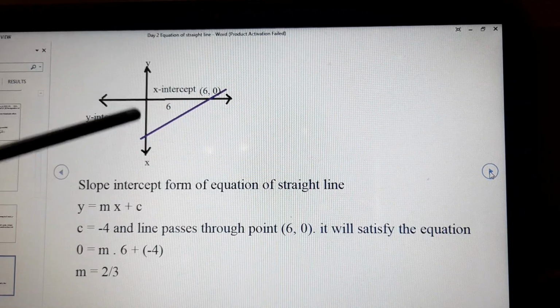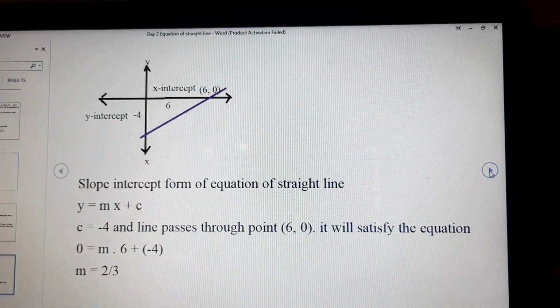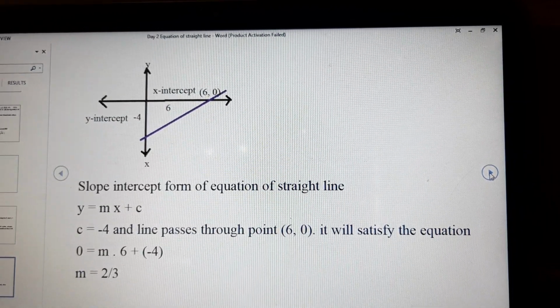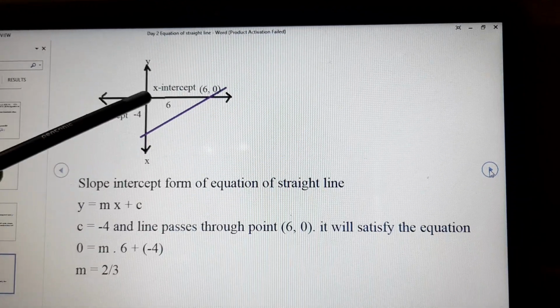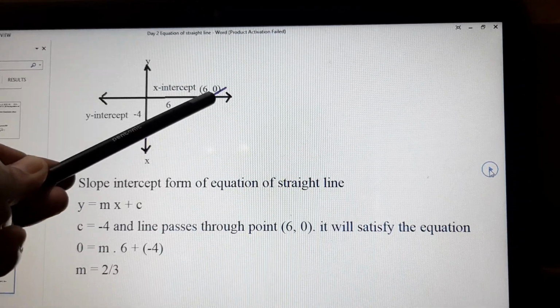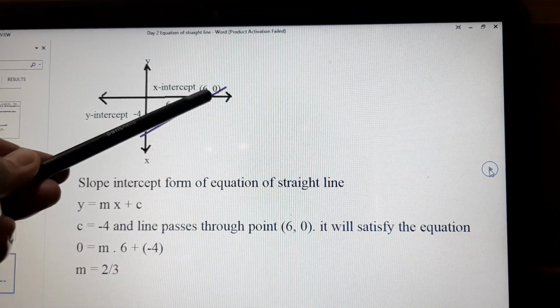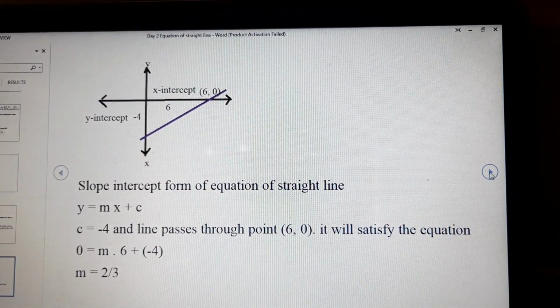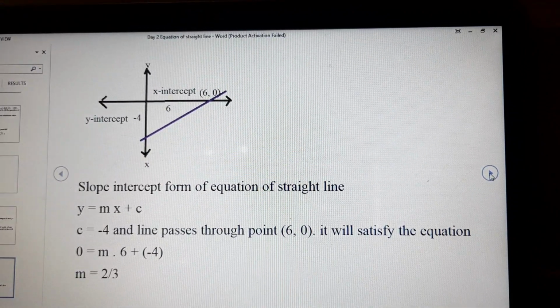See, y-intercept is minus 4 and the position of the line has been shown by this purple line. Clear? X intercept is 6. This point will lie on x axis. So coordinate of this point will be 6 comma 0. As it lies on x axis, the y coordinate becomes 0.